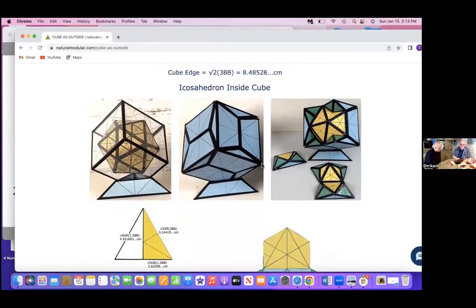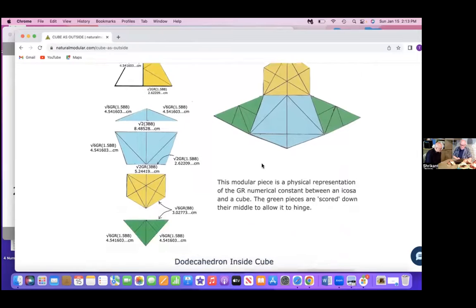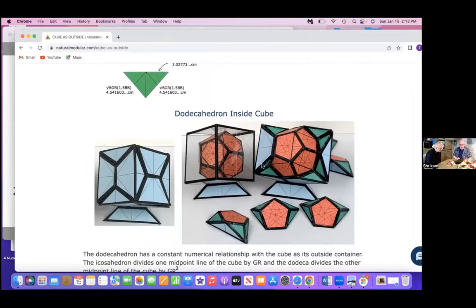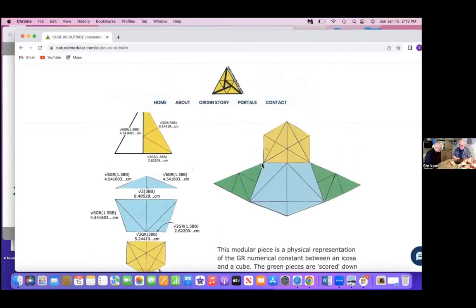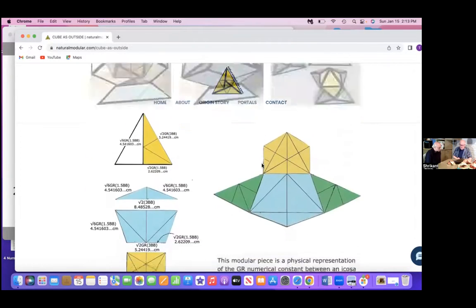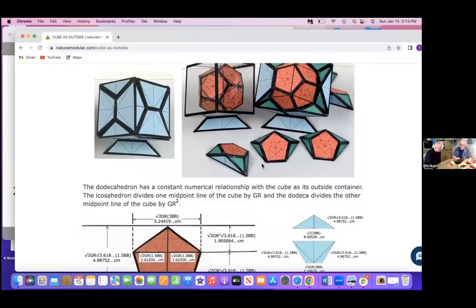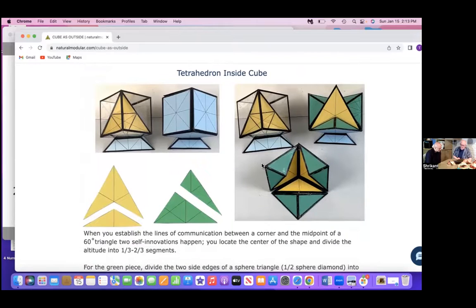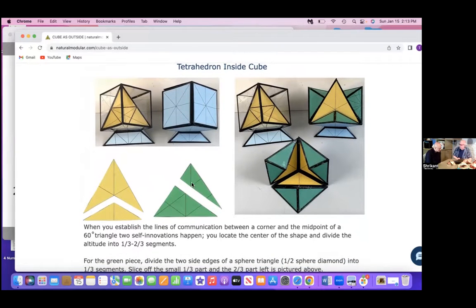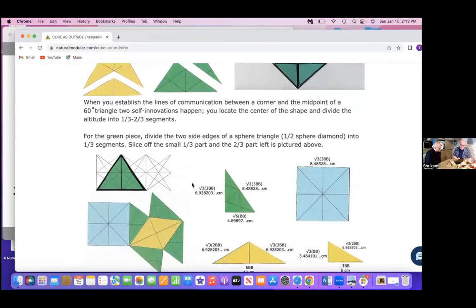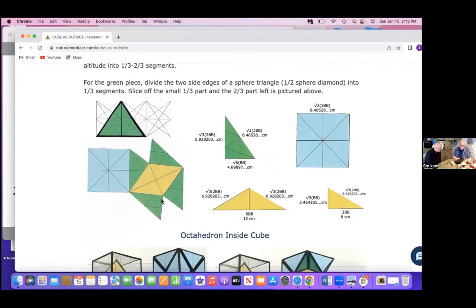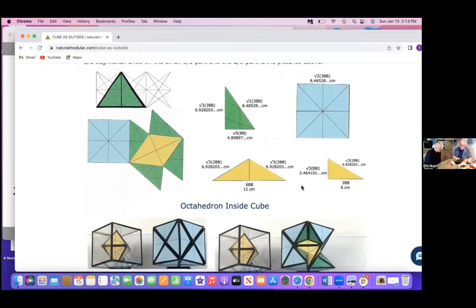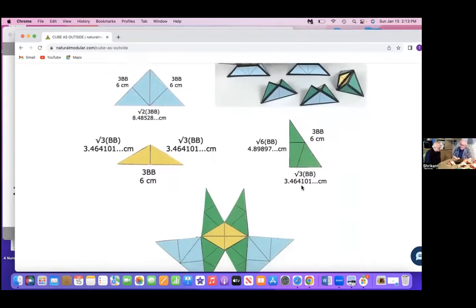The cube. Dodecahedron, the icosahedron inside the cube, the dodecahedron inside the cube, the tetrahedron inside the cube. And here you see that 1/3, 2/3 division that we talked about earlier. And this comes to when we talk about the A and B modules of Fuller. And so here is the layout, the different shapes that you need to build it.